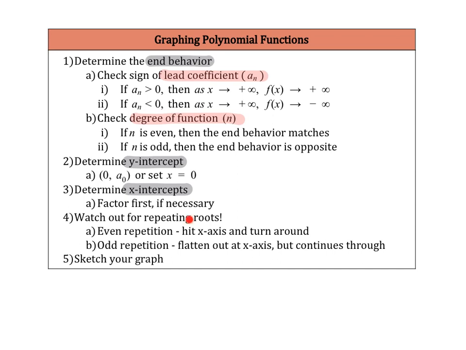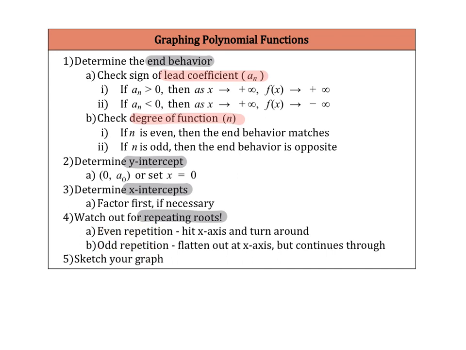But sometimes you're going to have what's called a repeating root. If you have a double root or a triple root or a quadruple root at a given value, you're going to have different features in your graph. Anytime you have even repetition with a root, like a double root or a quadruple root, your graph is going to hit the x-axis and actually turn around. So it's going to look kind of like a quadratic function. It hits your axis and it turns around, so it doesn't actually cross over. So look for even repetition for that.